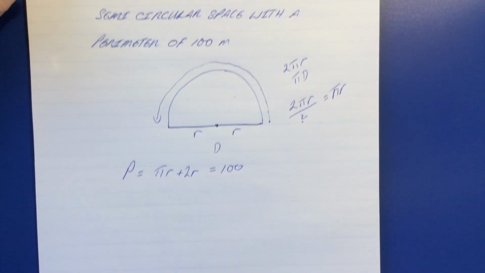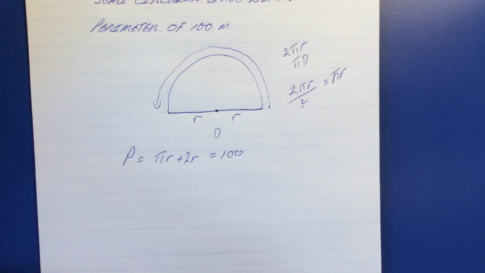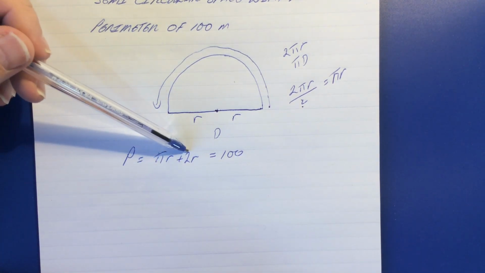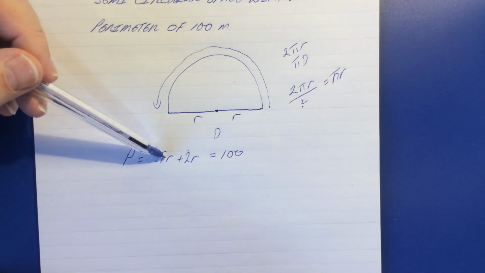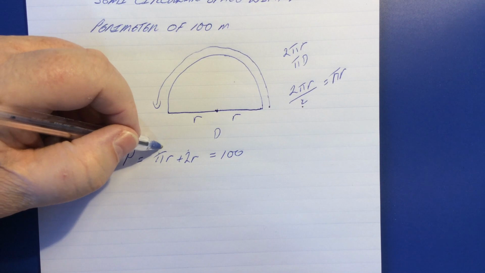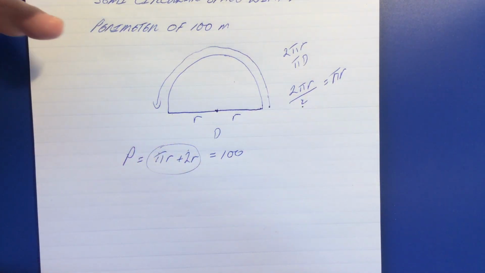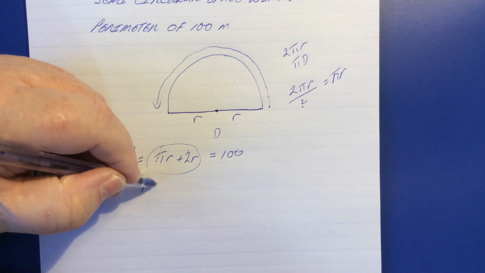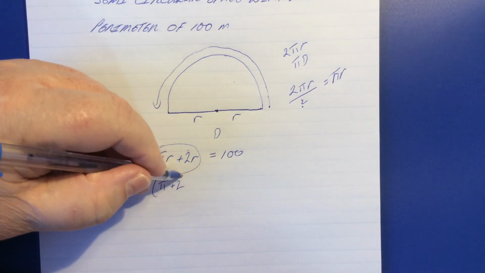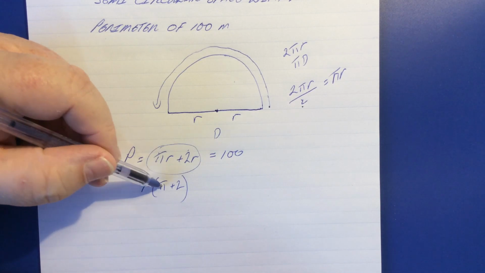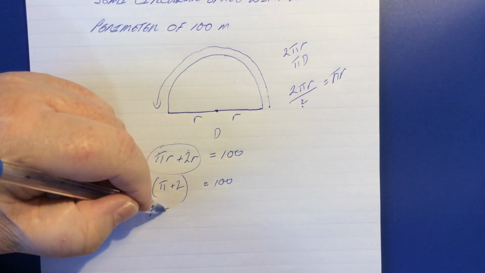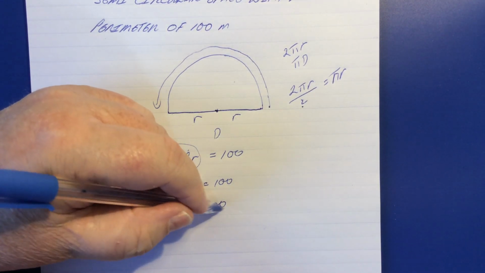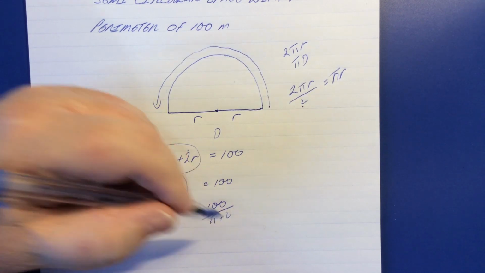And the question is, how do we find r? We know what pi is equal to, we know what 2 is equal to, and we know what 100 is equal to. We're looking for r. And we have what some might see as a slight problem here. I'm going to show you how to overcome this. Treat this as an expression and factorize it. r into pi plus 2. Now if you multiply this out, you will get pi r plus 2r, and that equals 100. So r is equal to 100 divided by pi plus 2.